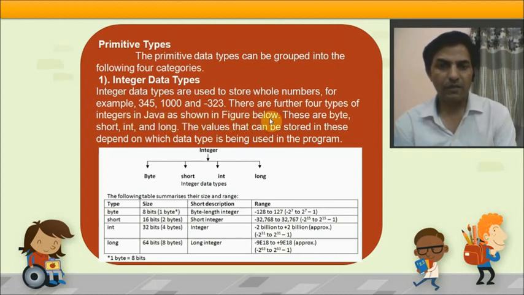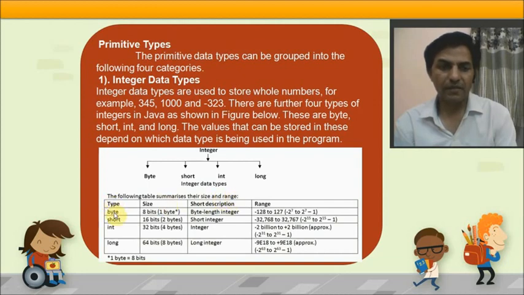There are further 4 types of integers in Java as shown in the figure below. These are byte, short, int, and long. The values that can be stored in these depend on which data type is being used in the program. Now let us see with the figure. Integer is subcategorized into byte, short, int, long. These are all integer data types. Now, the following table summarizes their size and range.